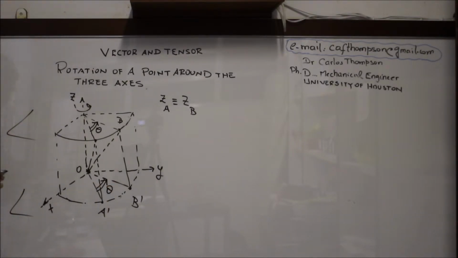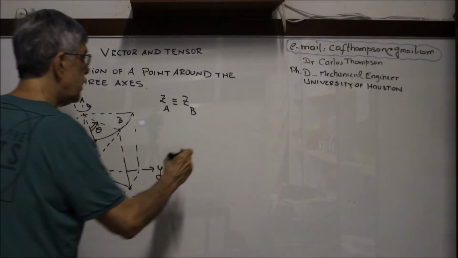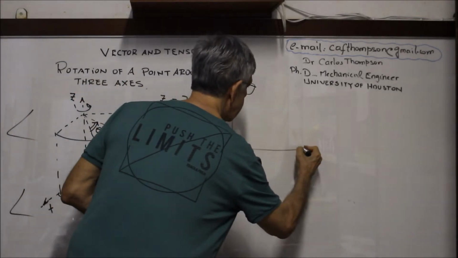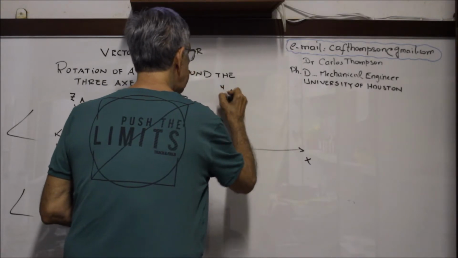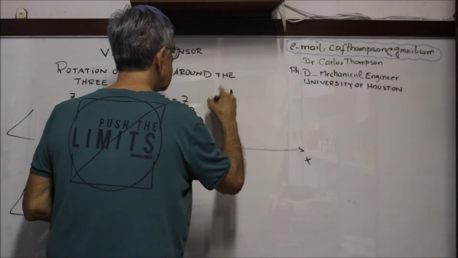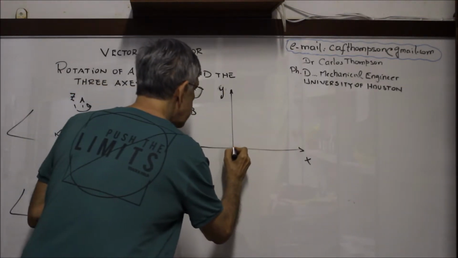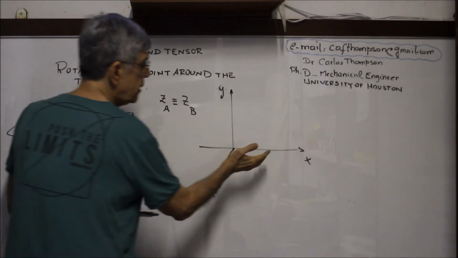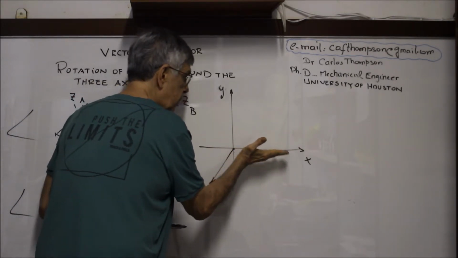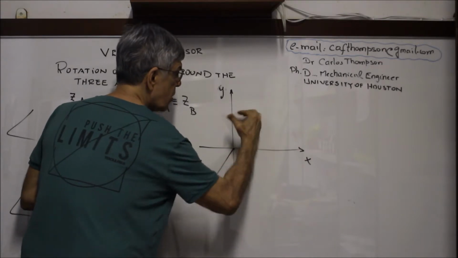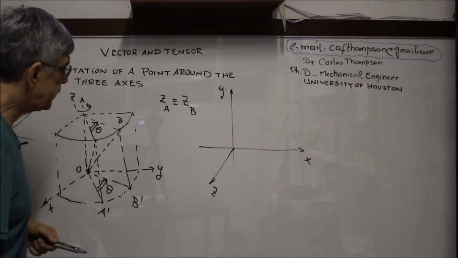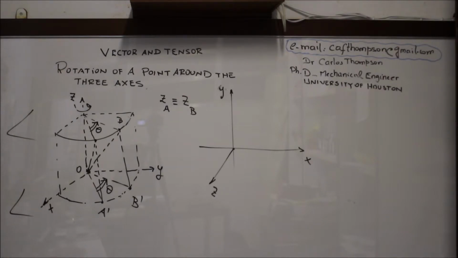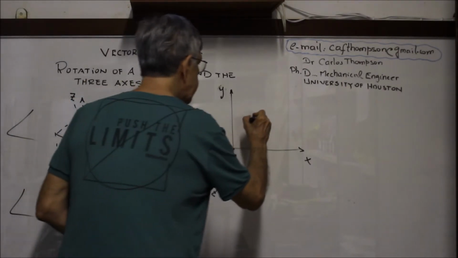Now we can have the x and y plane. I'll put it over here, x and y plane, and the z-axis will be like this. Now you see, if you move from x to y counterclockwise, z is pointed in this direction. That is z.